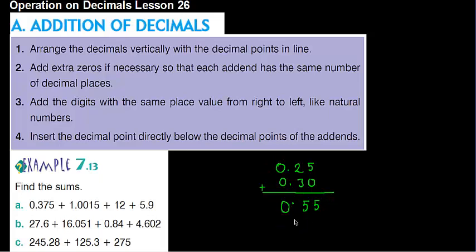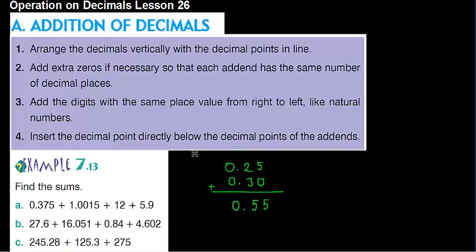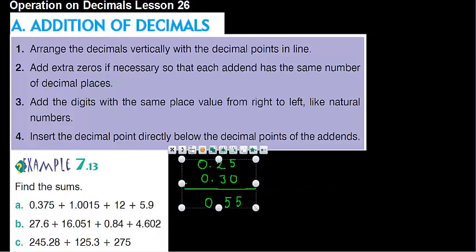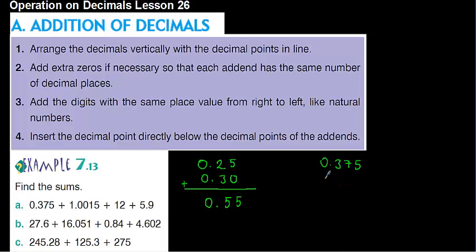So our value is 0.55. Okay, let me solve question A1 from these exercises. Here we have 0.375, 1.001, 5, 12, and the last one is 5.9.